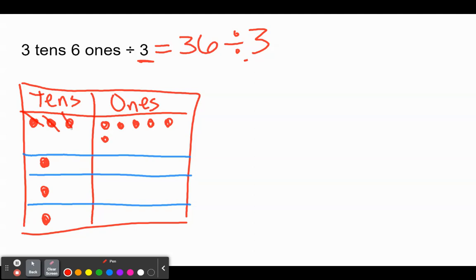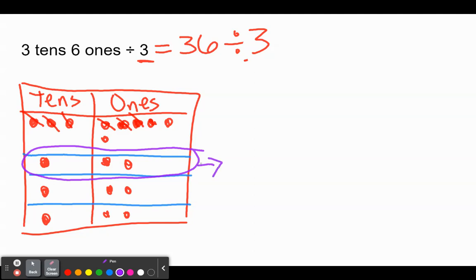Now I'm going to take my ones. I have 6 ones, 1, 2, 3, 4, 5, 6. I'm going to start by putting 1 in each. So I have 1, 2, 3 ones. Let me cross those 3 ones out so I know I used them. Now I'm going to distribute again. I have enough for 1 more in each group. So 1, 2, 3. Now, how many do I have in one group? In one group, I have 1 ten and 2 ones, which equals 12 in standard form.